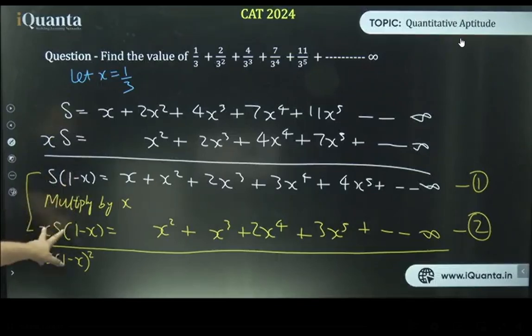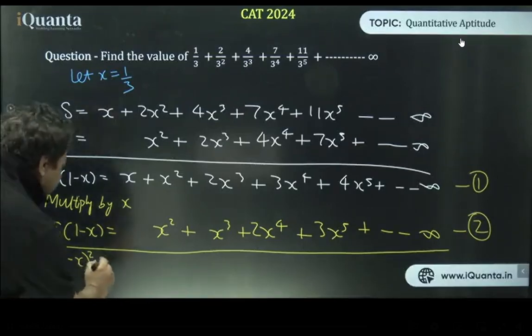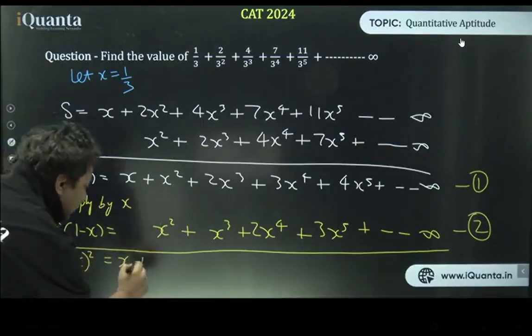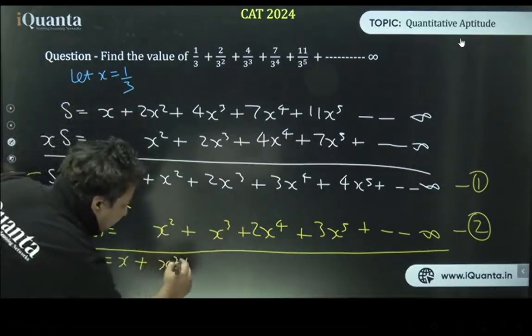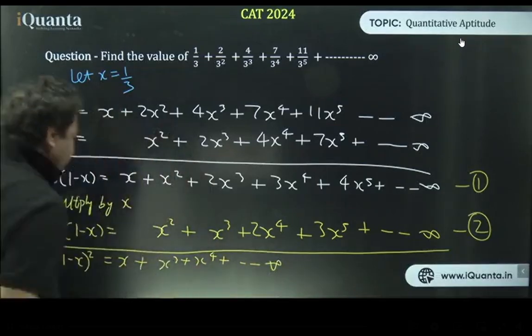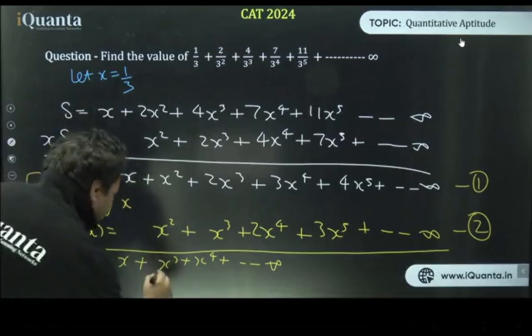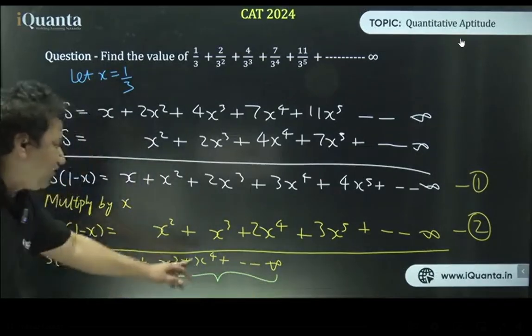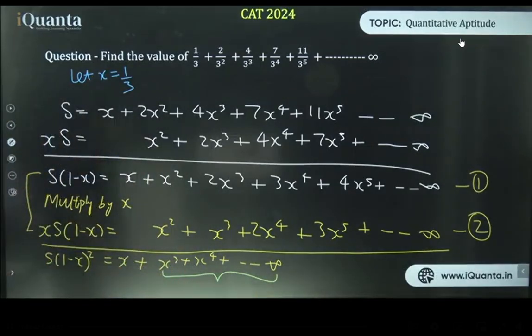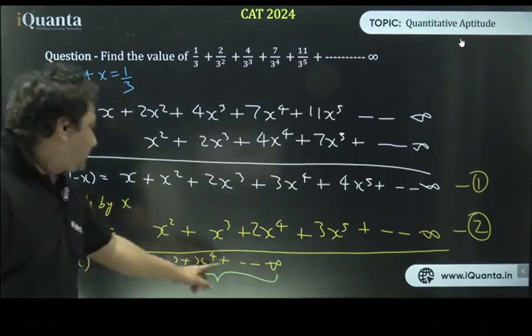s times 1 minus x and this x times s 1 minus x. So s 1 minus x can become common. Here there is one s, here there is x s. Okay. On the right hand side we'll get this x square cancelled and all we have is x cube plus x to the power 4 till infinity. Right? I'll have to write it somewhere else. This is forming an infinite GP, isn't it? Right? This is forming an infinite GP.